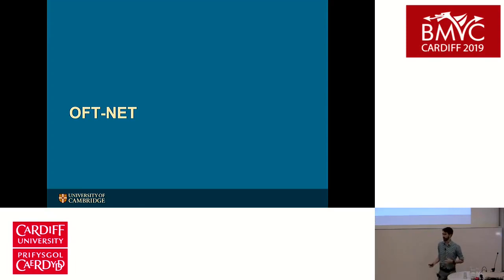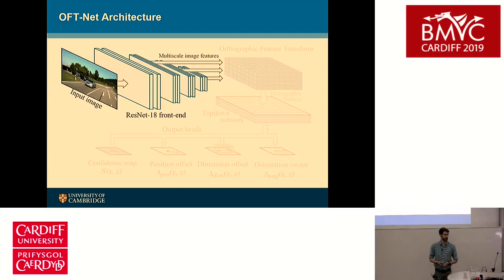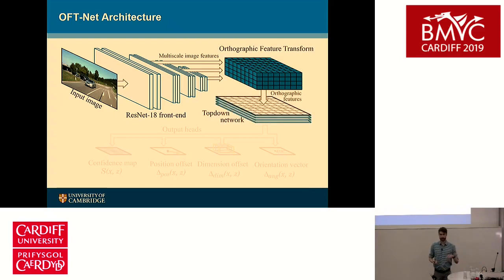So I'm just going to talk quickly about how we integrate that into a deep learning pipeline for 3D object detection. We start fairly typically by taking an image and passing it through a standard CNN front-end architecture. We use ResNet 18. This generates a set of multi-scale feature maps. And then given those feature maps, we pass those through our orthographic feature transform. That generates this bird's eye view representation.